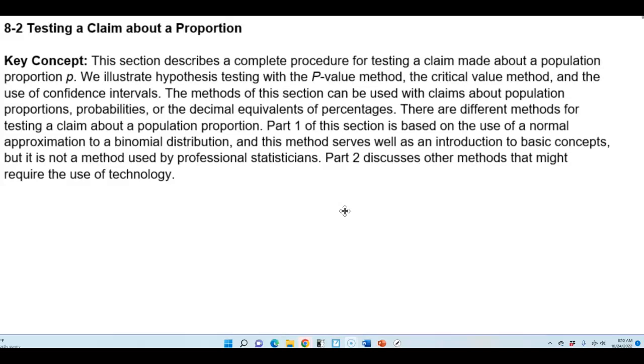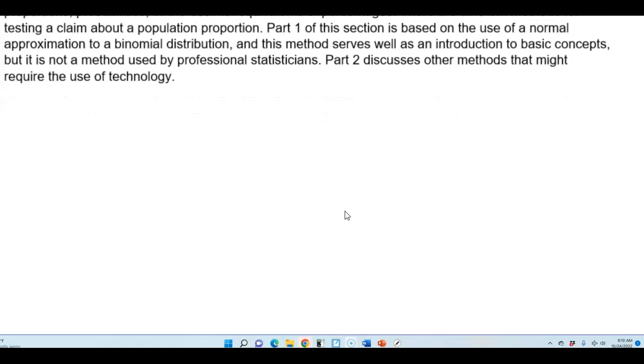There are different methods for testing a claim about a population proportion. Part 1 of this section is based on the use of a normal approximation to a binomial distribution, and this method serves well as an introduction to basic concepts, but it is not a method used by professional statisticians. Part 2 discusses other methods that might require the use of technology.